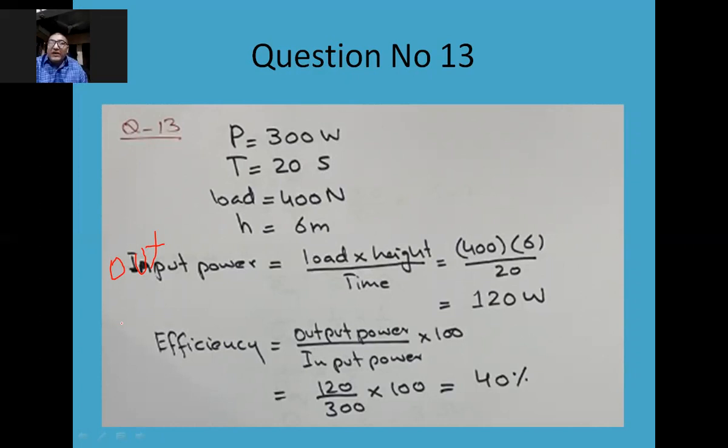The output power is 120 watts. The input power is 300 watts. So you multiply it with 100 and you get 40%. So the efficiency of the system will be 40%.